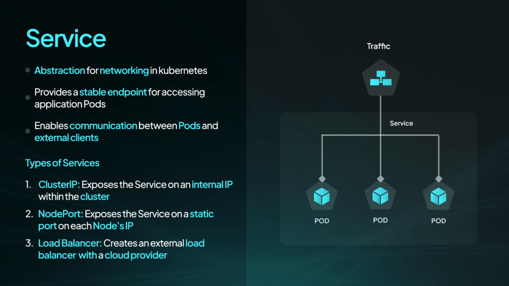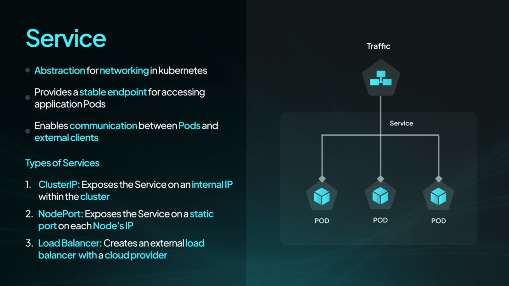So we have our pods running our applications, but pods can come and go. They can be restarted, scaled up or down, and their IP addresses can change. So how do you reliably connect to our application? That's where a service comes in. A service is essentially an abstraction for networking in Kubernetes. It provides a stable, single endpoint, like a fixed IP address and port, for accessing a group of application pods.